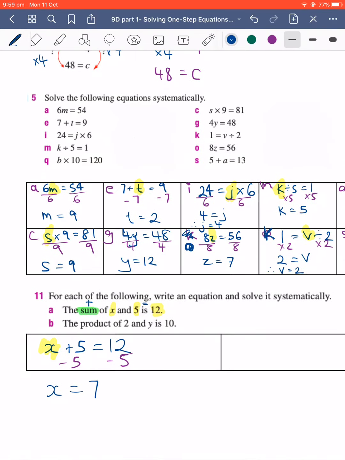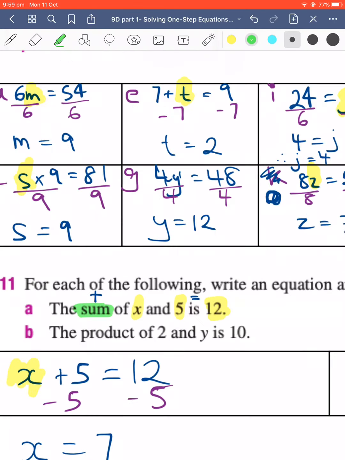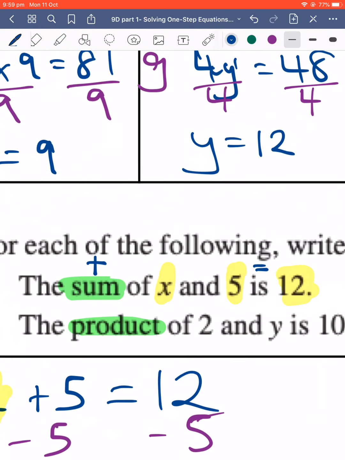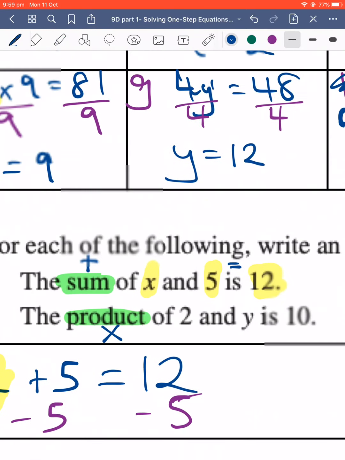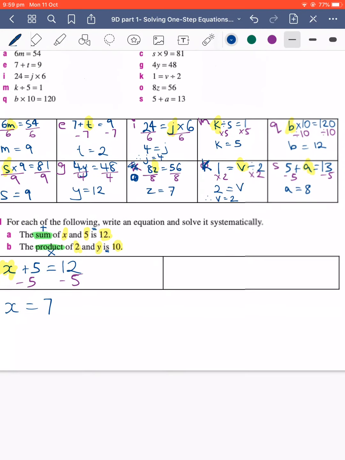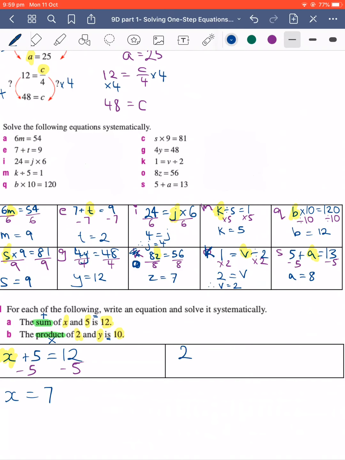Next one I've got is the product. Again, a product means that I am actually multiplying. And I've got the numbers of 2 and y is 10. And again, that word is at the end of a sentence means equals. So now I've got 2 multiplied by y equals 10.